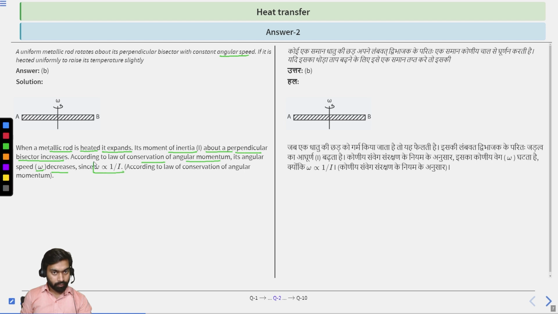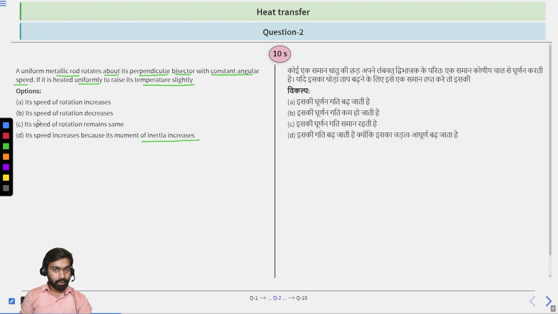Clear? And according to the law of conservation of angular momentum, its angular speed omega decreases, because omega is inversely proportional to I, the moment of inertia. So according to the law of conservation of angular momentum, option B is correct. Its speed of rotation decreases. Clear? So this is the correct option.